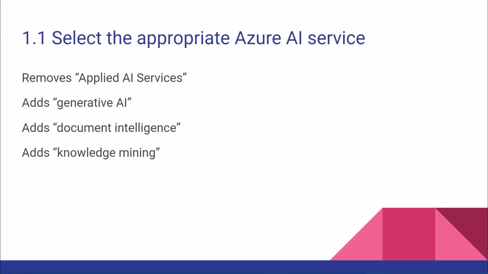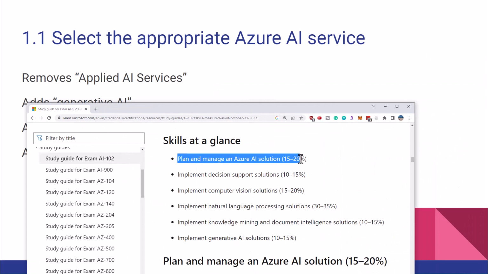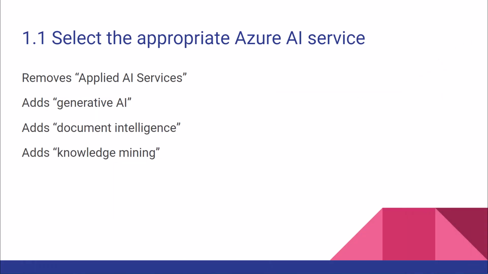Section one of the exam, or objective one, is talking about Azure AI Solutions, and specifically Plan and Manage an Azure AI Solution. It's worth 15 to 20%. That used to be 25 to 30%, so it's down by 10%. Now, let's talk about each of the subsections.